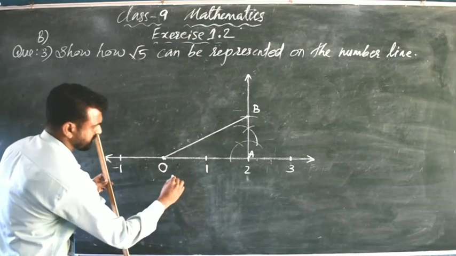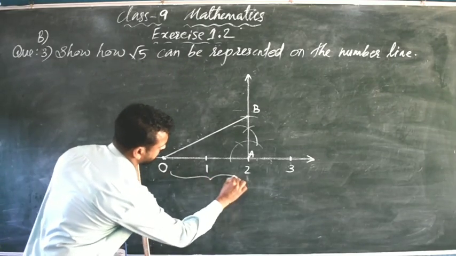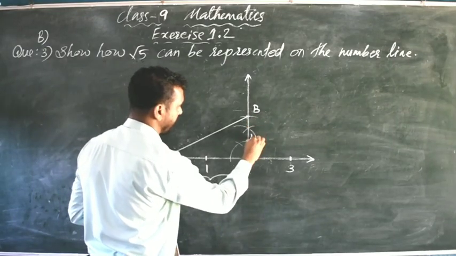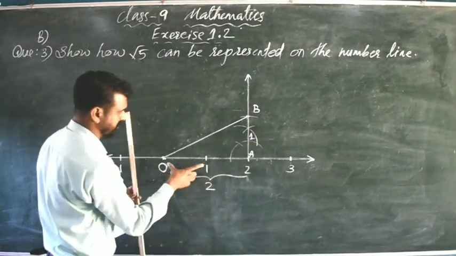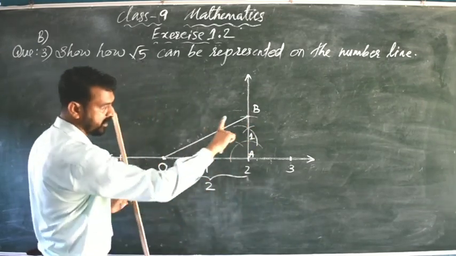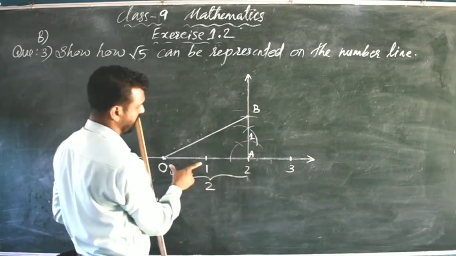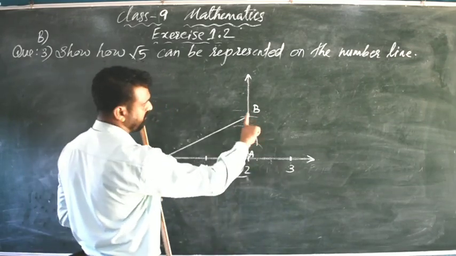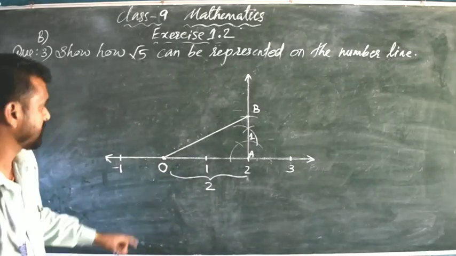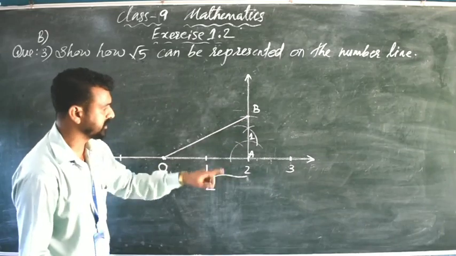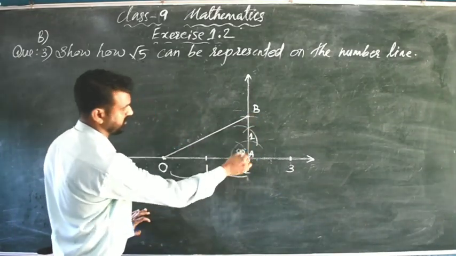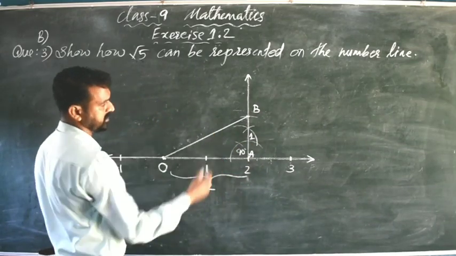Now you see, OA is equal to how much unit is here? That is 2 unit, and AB is equal to 1 unit. Mark it there. This 2 centimeter that we marked here, we are considering it as 1 unit only. So AB is equal to 1 unit. Now you see, we got a right angle triangle. OAB is a right angle triangle because here we made a 90 degree. This one is perpendicular, so that is 90 degree. So OAB is a right angle triangle.